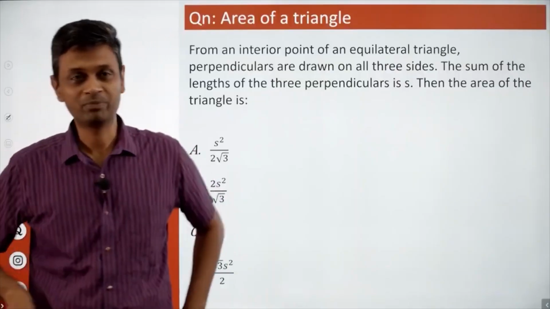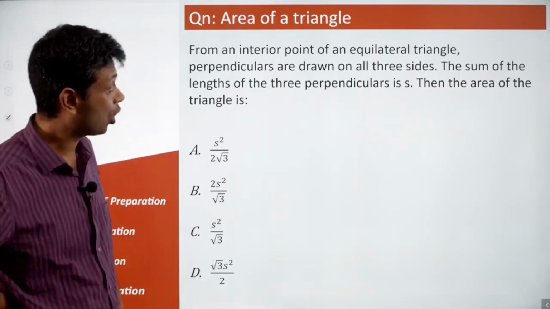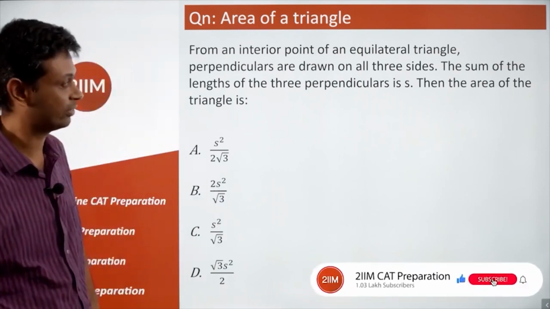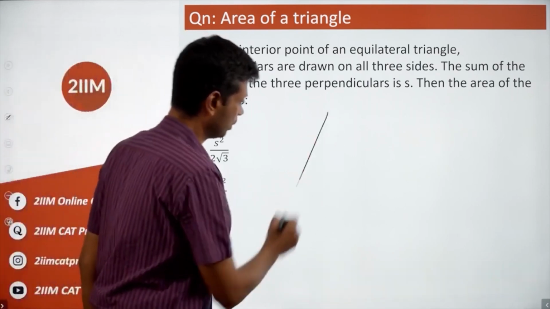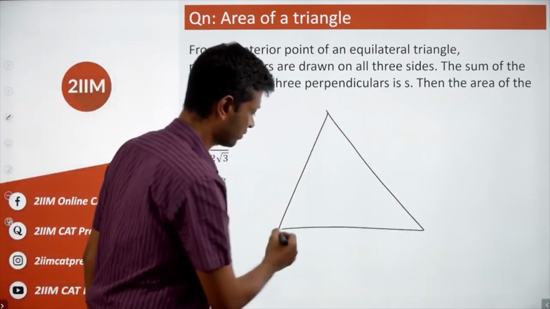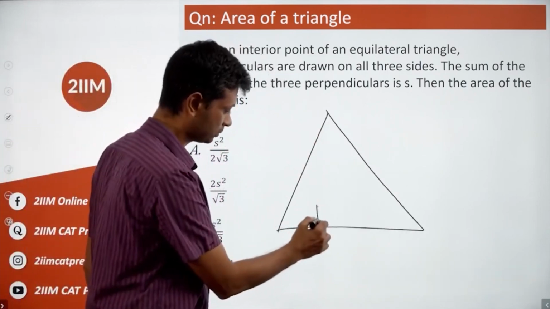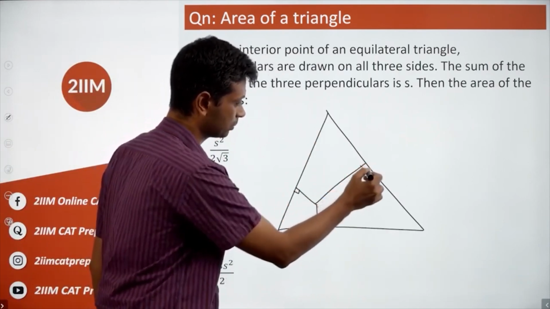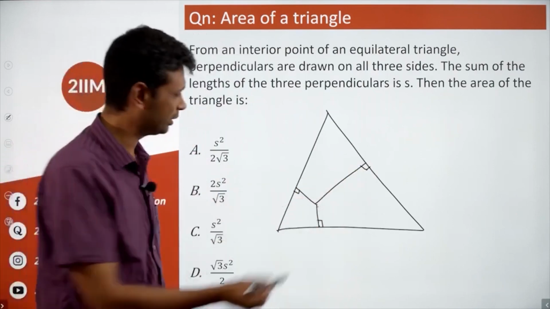Again, wonderful question. From an interior point of an equilateral triangle, perpendiculars are drawn on all 3 sides. The sum of the lengths of the 3 perpendiculars is S, and the area of the triangle is. And so there's one funda that you should know, but I'm going to assume we don't know that. We'll start from there. And so take a point here, dropping a perpendicular, dropping a perpendicular, dropping a perpendicular. And so you drop a perpendicular to 3. What will these 3 add up to?